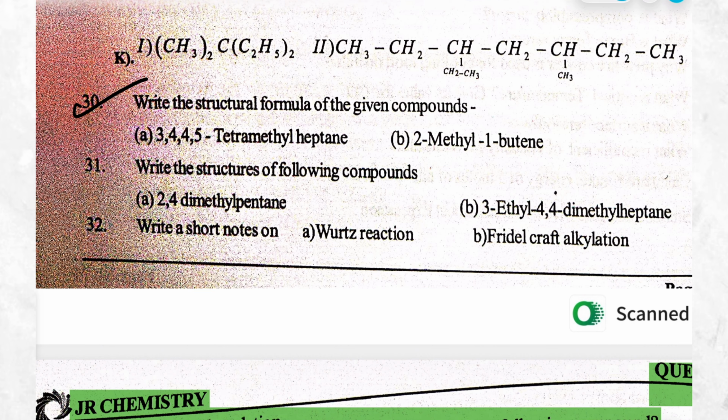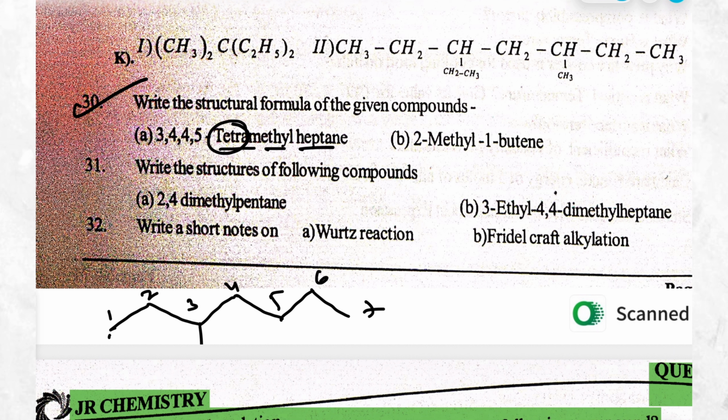First one: 3,4,4,5-tetramethylheptane. Heptane means 1, 2, 3, 4, 5, 6, 7. Give numbering 1 to 7. Where are the methyls? Tetramethyl: at 3, 1 methyl; at 4, 2 methyls; at 5, 1 methyl. This is the compound. See, this is one methyl, this is one more methyl, here is one methyl, here is one methyl. This is the compound. Very easy.